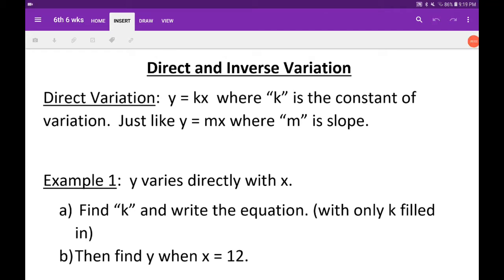Okay, class, direct and inverse variation. So we're going to start today with direct variation, which is a review from Algebra 1. Direct variation: y equals kx, where k is the constant of variation.